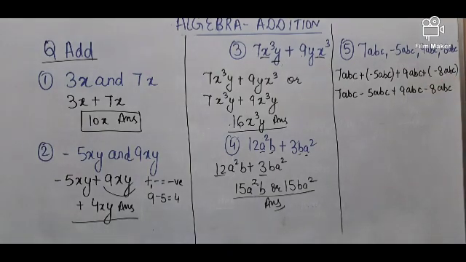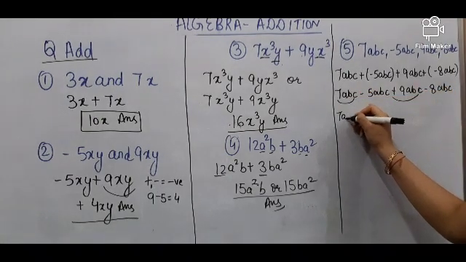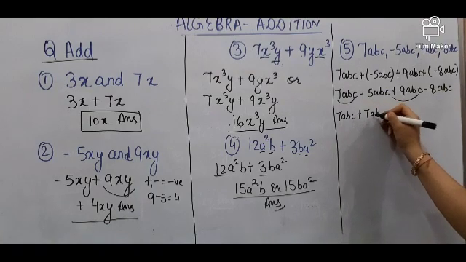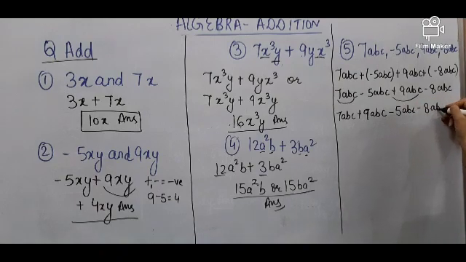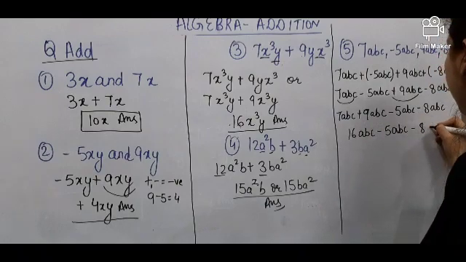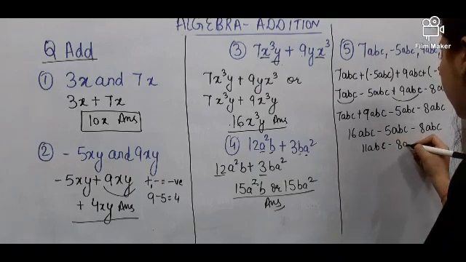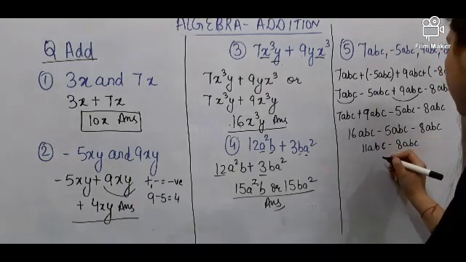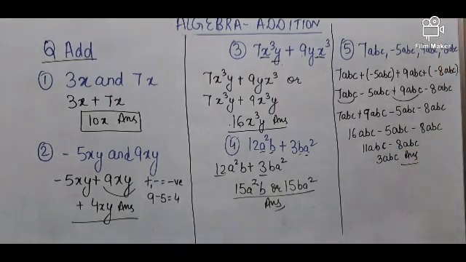Now let's solve. According to BODMAS, we have to do addition first. So we'll write the positive terms first, then we can write the negative terms. 7 plus 9 is 16abc, minus 5abc, minus 8abc. Now 16 minus 5 is 11abc, minus 8abc. Now 11 minus 8 is 3abc. So 3abc is its answer. I hope these 5 questions are clear to you.